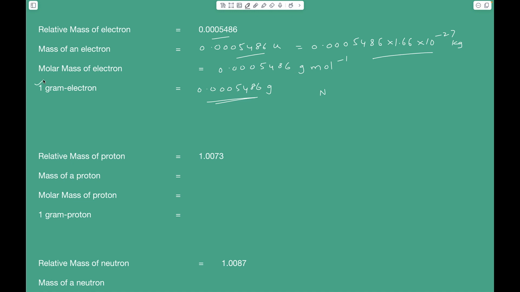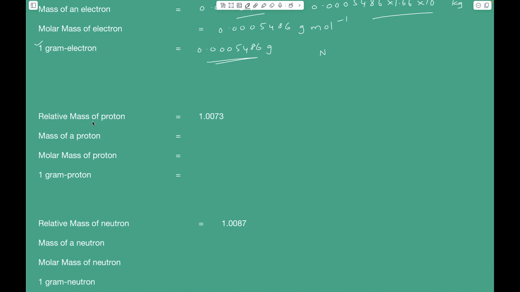Now let us do the same with a proton. Again, this is the relative mass of a proton approximately measured experimentally. That means 1 proton is this many times as heavy as our standard, that is, the unified atomic mass unit. Then the mass of a proton would be 1.0073 u, and in kilograms it would be 1.0073 multiplied with 1.66 times 10 to the power of minus 27 kilograms. Then the molar mass of a proton would be 1.0073 gram per mole.